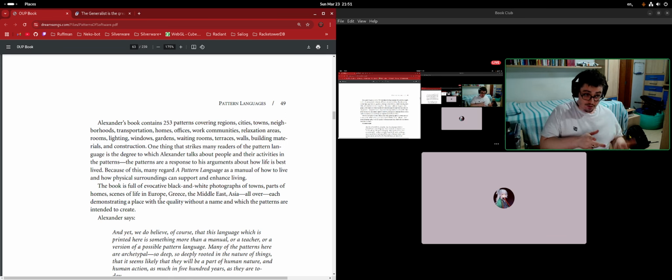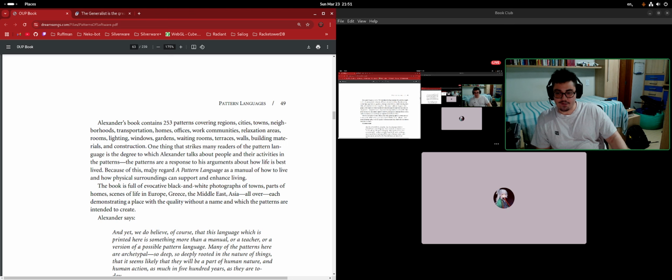I would argue that software has the same, because there are humans asking for the software. There is a demand on the market, a problem yet to be solved, and this problem may change throughout the implementation of the solution. But because of this, many regard a pattern language as a manual to how to live and how physical surroundings can support and enhance living, because the patterns are a response to his arguments about how life is best lived. So that's a very good marketing, my friend.